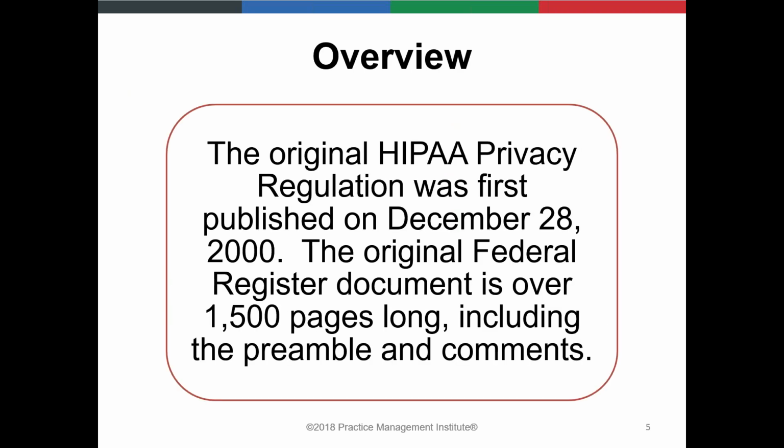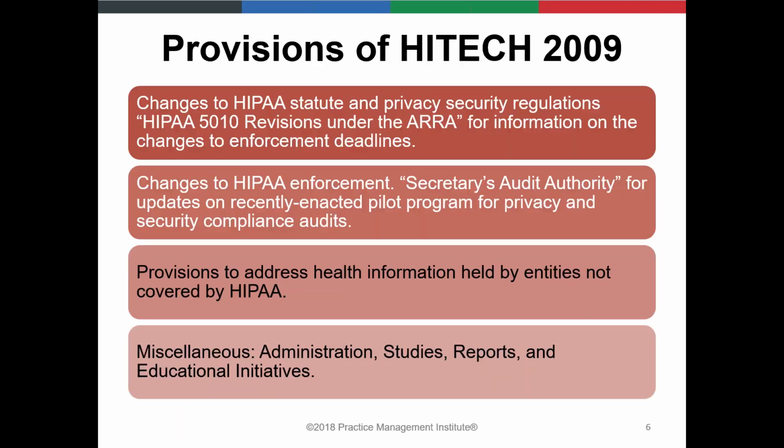The original HIPAA privacy regulation was enacted in 1996 and then finally published into law in the Federal Register in December of 2000. The original document is over 1,500 pages long, so I always joke that it makes really good bathroom reading, but it's not something that you as a healthcare clinic would really need to delve into. There are just some main points in HIPAA that we need to make sure you are aware of.